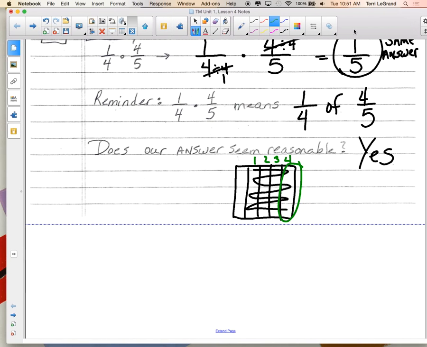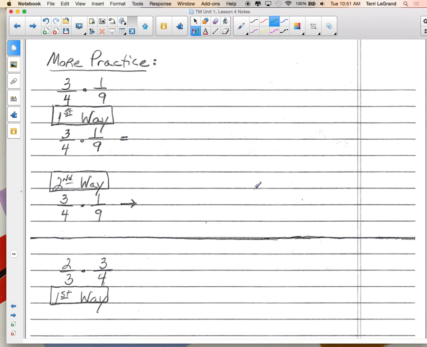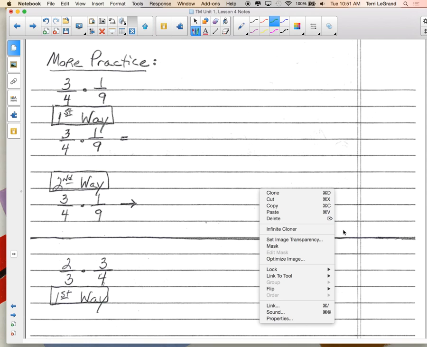Okay, then let's go to the back side. I believe we need to go to the back, don't we? Okay, more practice it says back here.